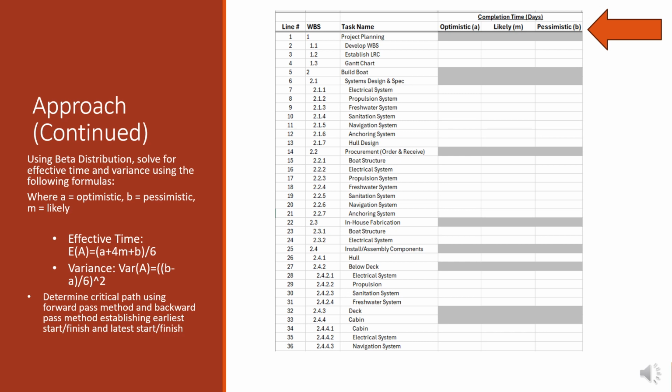We determined the critical path using the forward pass method and backward pass method, establishing the earliest start and finish and latest start and finish dates. Highlighted at the top of this chart were the columns used for the variables to solve for the effective times and variances, and formulas were created within the Excel sheet.